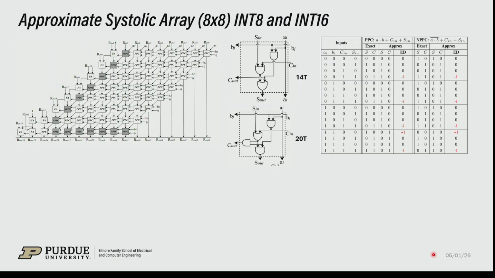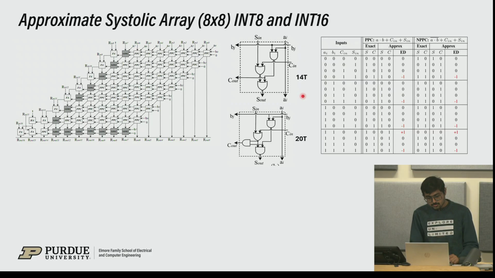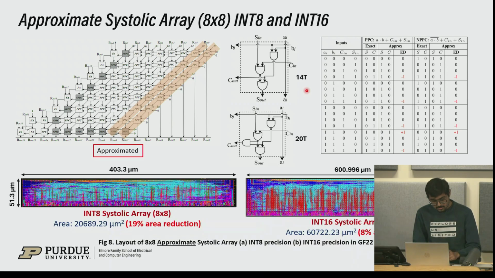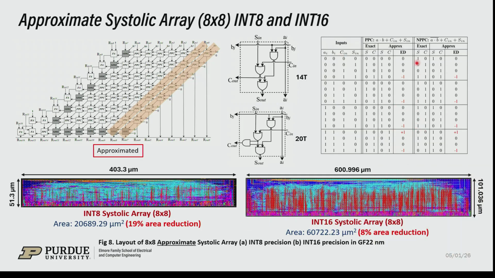Now we also explored an approximate systolic array wherein the target was to reduce the transistor count in each of these partial product cells. It also depends on how much we want to approximate each of these partial product cells. So the extent of approximation would also take a toll on the accuracy of implementation. This is the truth table that shows the errors that we make as a result of the approximation.